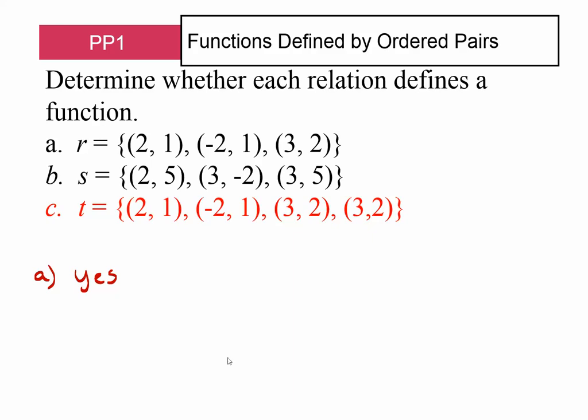B, 2 goes to 5, 3 goes to negative 2, 3 goes to 5. What's the problem there? X equals 3 is the problem. No, that is not a function, because 3 can go to a negative 2 and then also 3 go to a 5. I don't think so. And of course, my little interesting question here is, is C a function or not a function? What do you guys say?